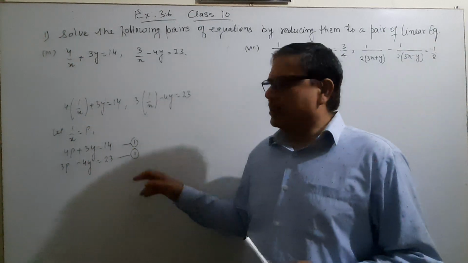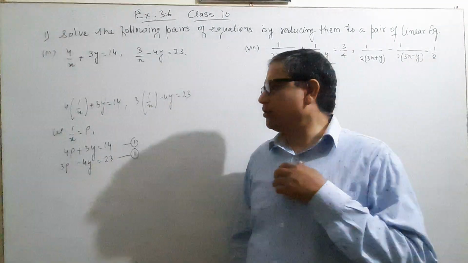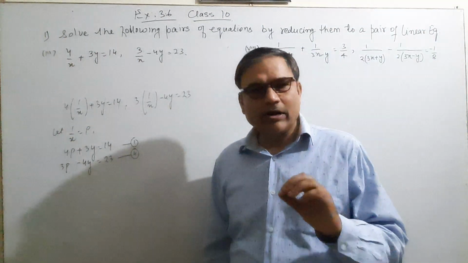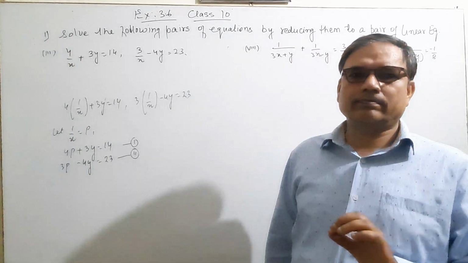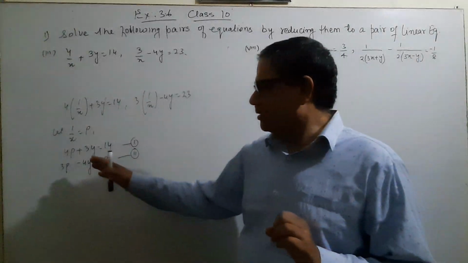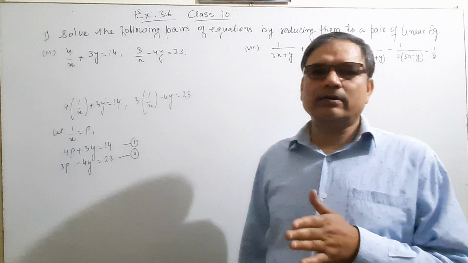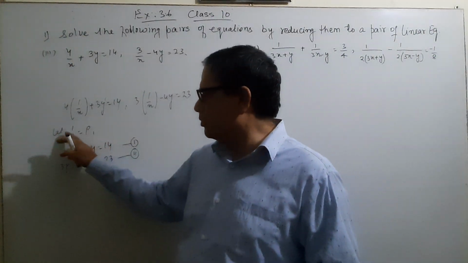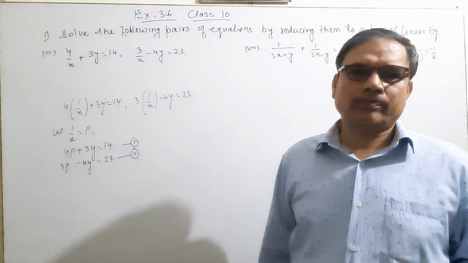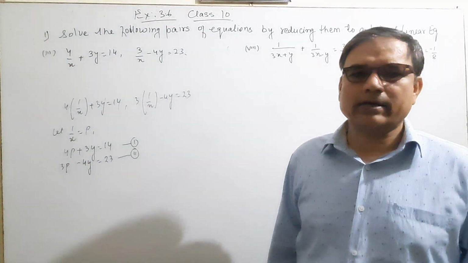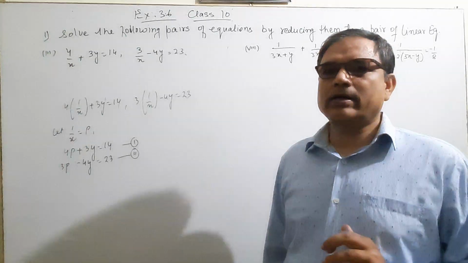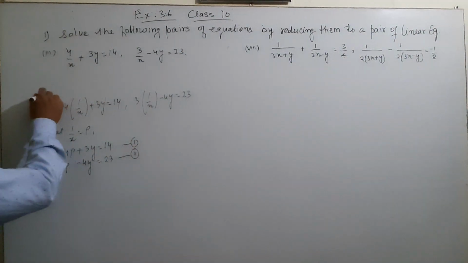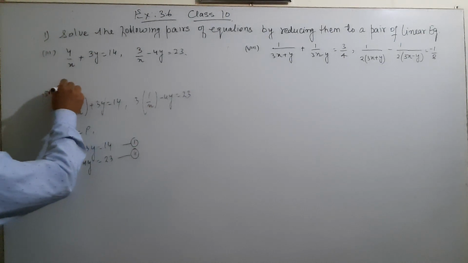And from first and second we have to find out the values of p and y, and the value of y will be the answer. But for the value of p which we find after the solution, we put p is equal to 1 by x, then we get the value of x. This is the one method, the first method, if you want to do it.